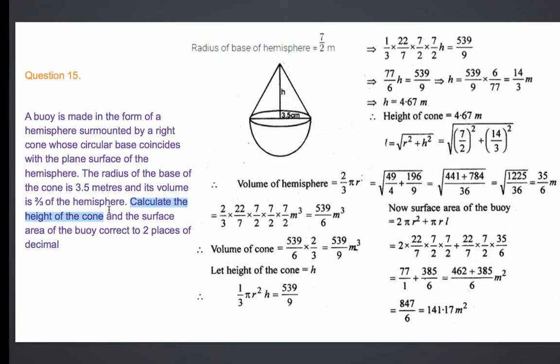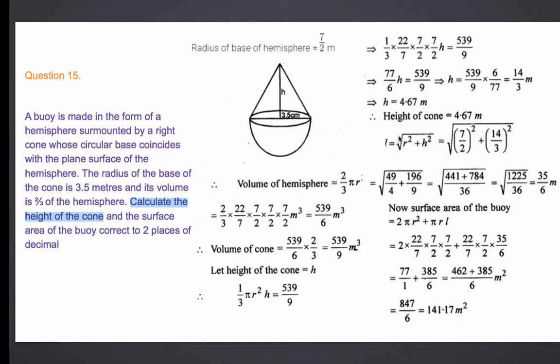This part is done. Now the question is the surface area of the boy. Again, students, we have to calculate the total surface area for the figure. It means the curved surface area of the hemisphere, the formula is 2 pi r square, and the curved surface area of cone, which is pi r l. I know the radius, and I know the height. I'll calculate l, the slant height, first for the cone. The formula again is square root of r square plus h square.